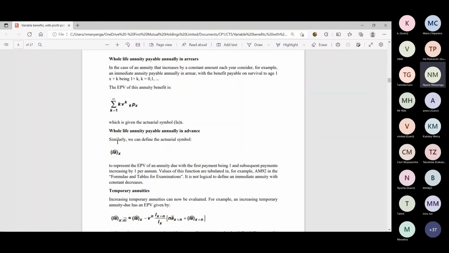You find the annuity payable annually in advance, you just put the 2 dots on top of the A. So these ones are in the tables, the annuity dues.